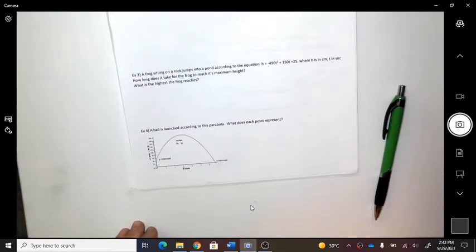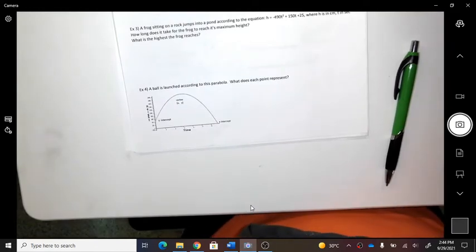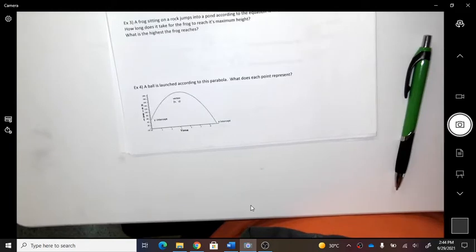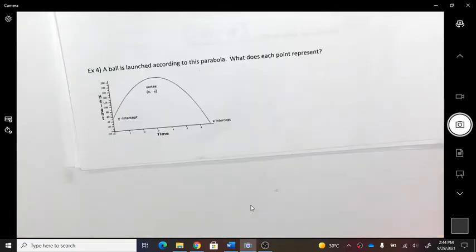Okay, so number 4 is, can you tell it's a parabola shape, right? And here's what happened. A ball was launched, so pretend you're throwing a baseball. That's the shape that it would follow. So you threw a baseball, and this is what happened.